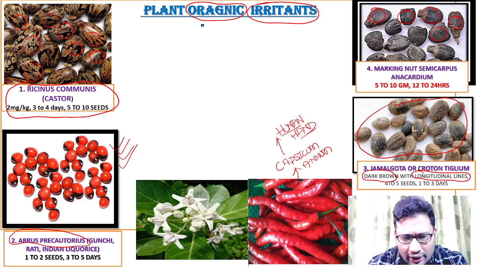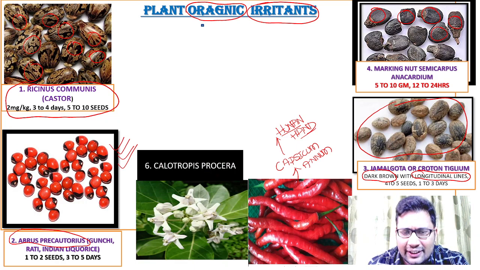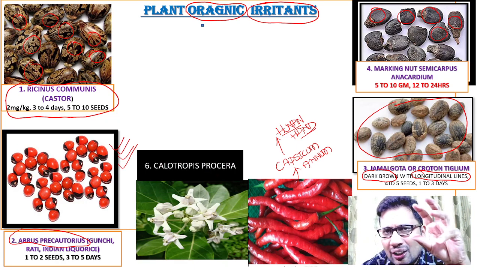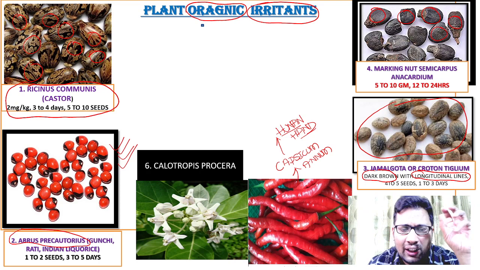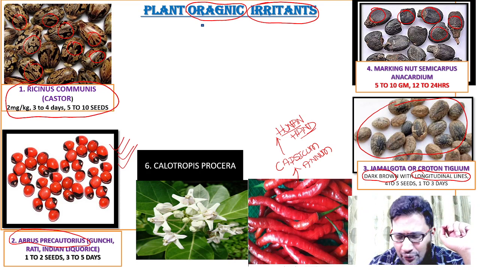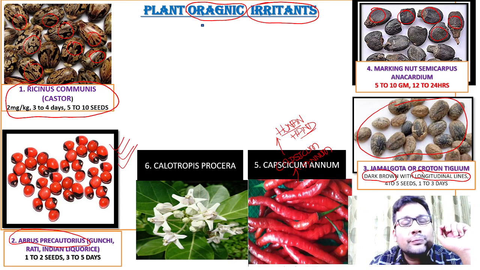Then one more here, you can see this is Calotropis procera. Calotropis procera is used in artificial bruise and in abortion and also in infanticide.